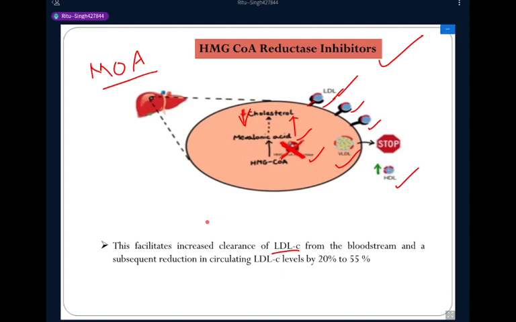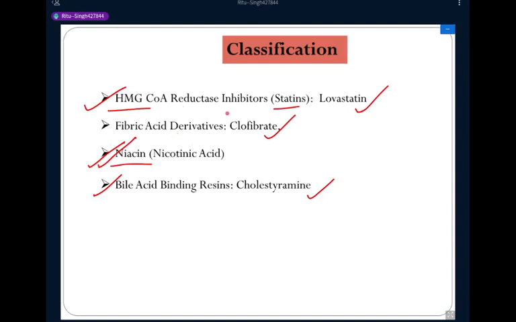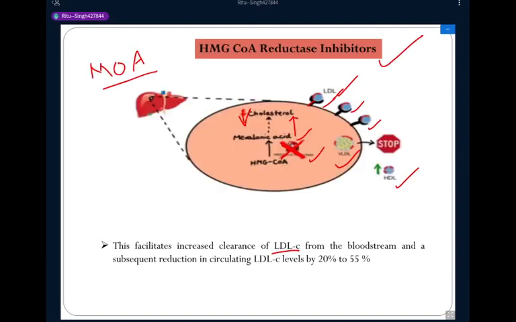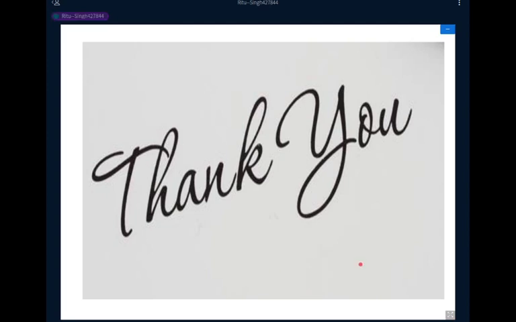Okay, is this clear to everyone? Have you any doubt regarding these anti-lipidemic agents, that is, HMG coenzyme A reductase inhibitors? Any question? In case you have any question, you can unmute and ask. Have you any doubt regarding this topic?